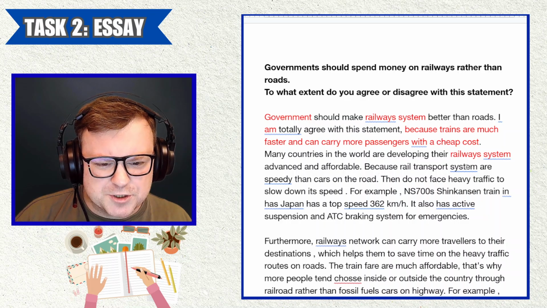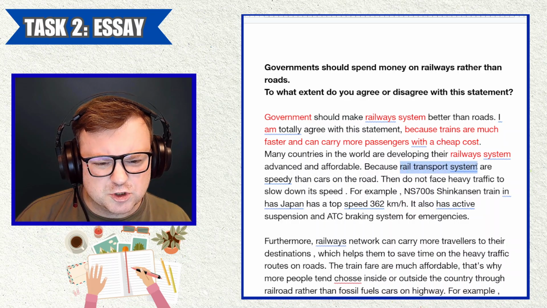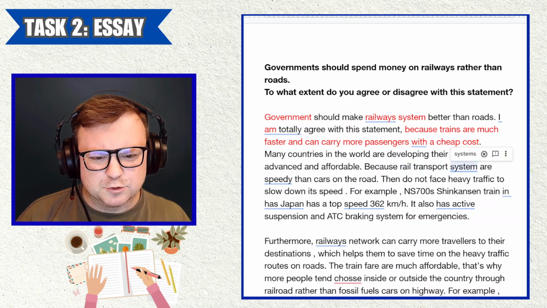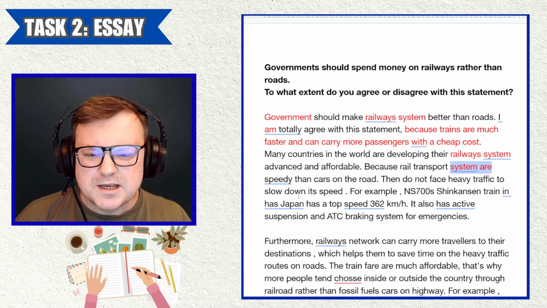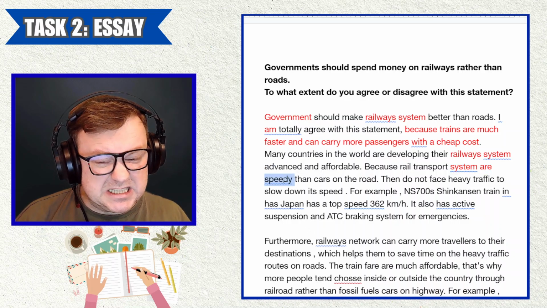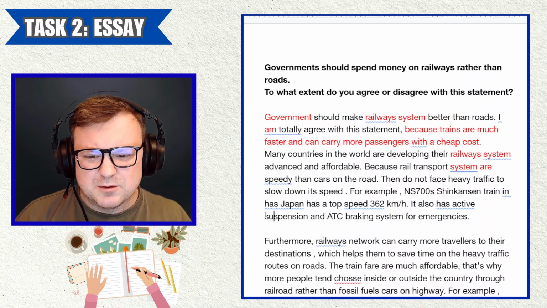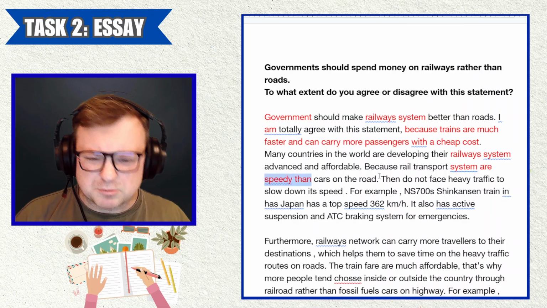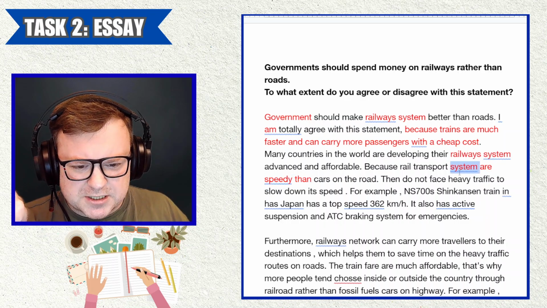Because rail transport system, just one, the rail transport system maybe? Not sure rail transport system are. System is a singular noun. We get plural verb. System are. Speedy than cars. Speedier, but faster, so speedy than cars. We get the wrong comparative form here. So this is already becoming difficult to read because of all of these language mistakes. Because rail transport system are speedy than cars on the road.